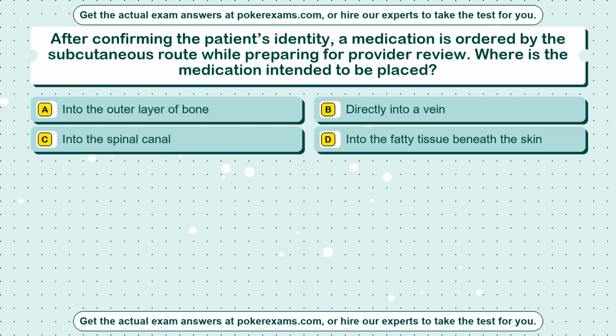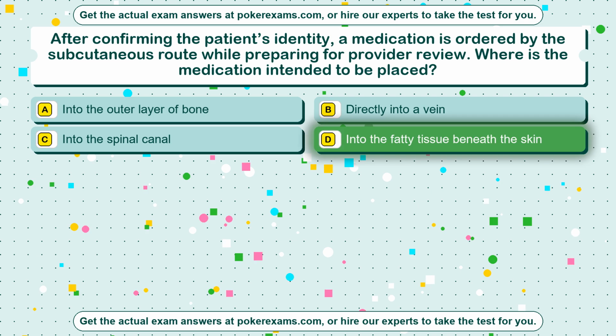Question 38. After confirming the patient's identity, a medication is ordered by the subcutaneous route while preparing for provider review. Where is the medication intended to be placed? Option A, into the outer layer of bone. Option B, directly into a vein. Option C, into the spinal canal. Option D, into the fatty tissue beneath the skin.